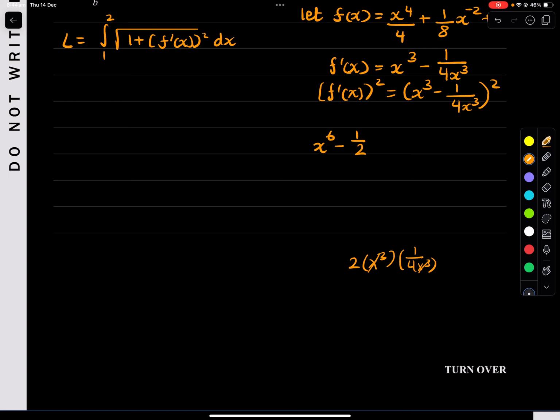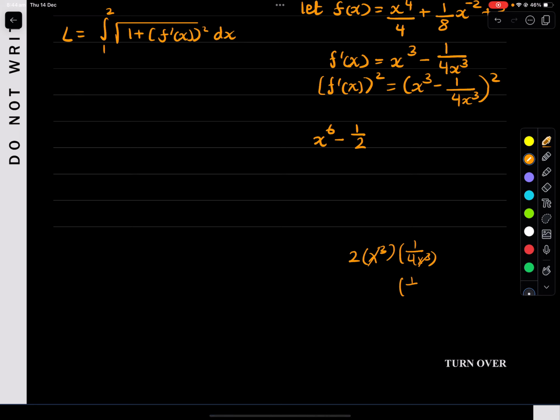Minus a half. And then what's 1 over 4x to the power 3 squared, which is just 1 over 16x to the power 6. So 1 plus 16x to the power 6.